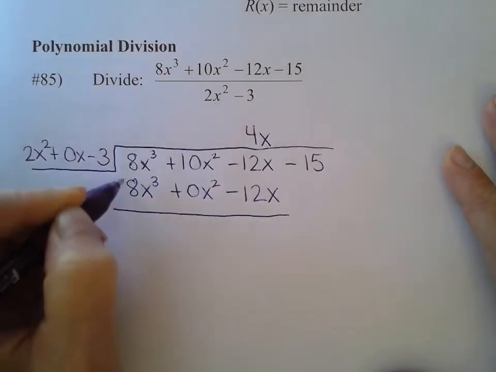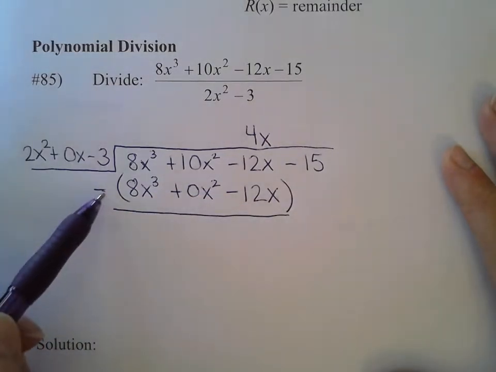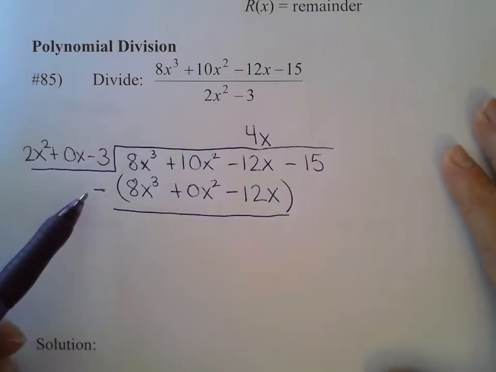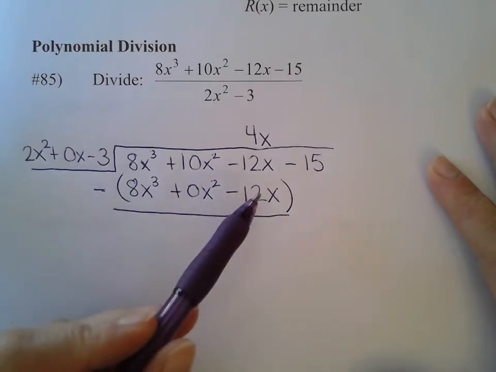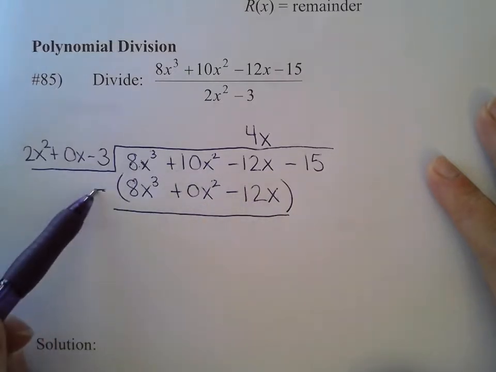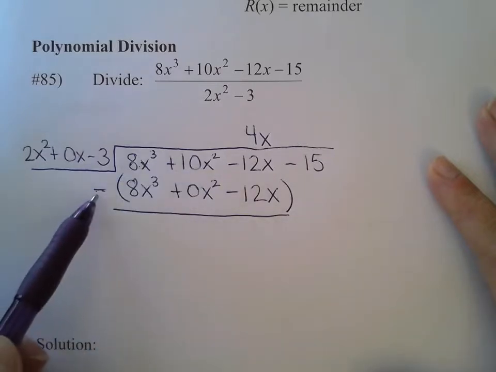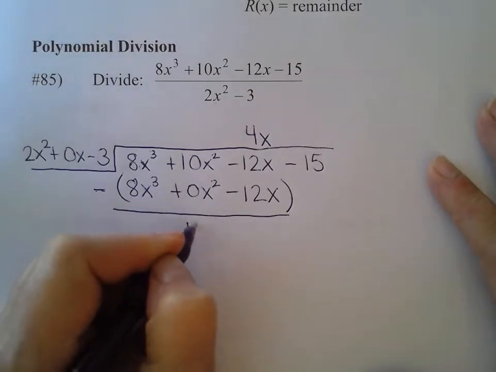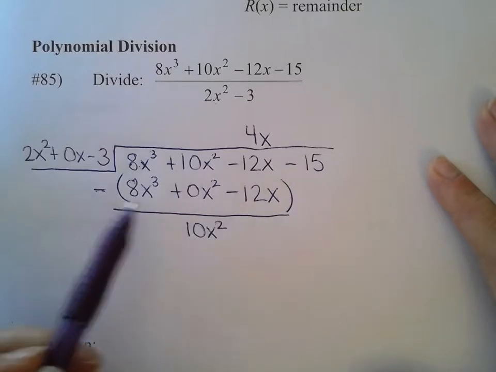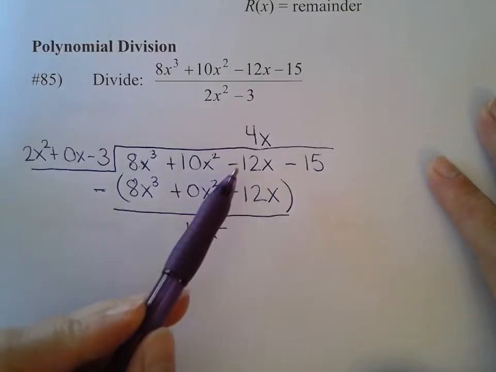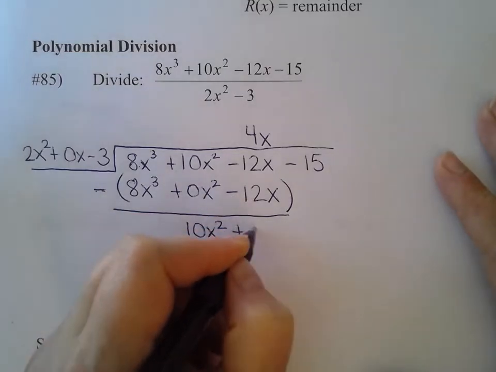And then we're going to subtract, just like we would in normal division. I always like to put the minus out here with parentheses because remember that negative is technically going to be distributed. You could go through and change all the signs if you like. 8x cubed minus 8x cubed will be 0. We set it up that way. 10x squared minus 0x squared will be 10x squared. Negative 12x minus negative 12x will be like negative 12x plus 12x, which will be 0x.